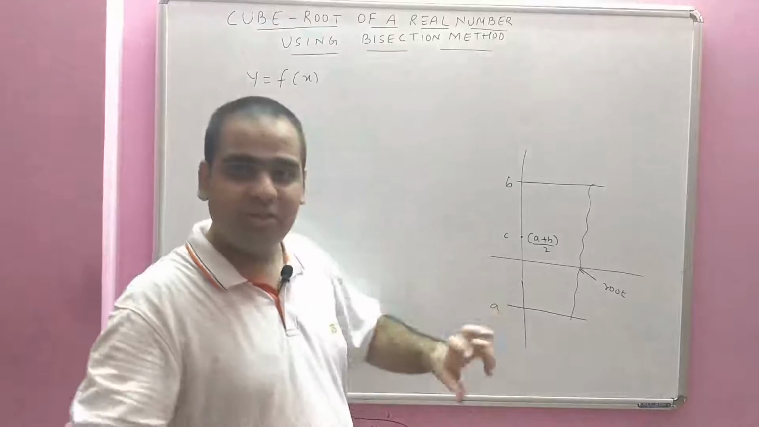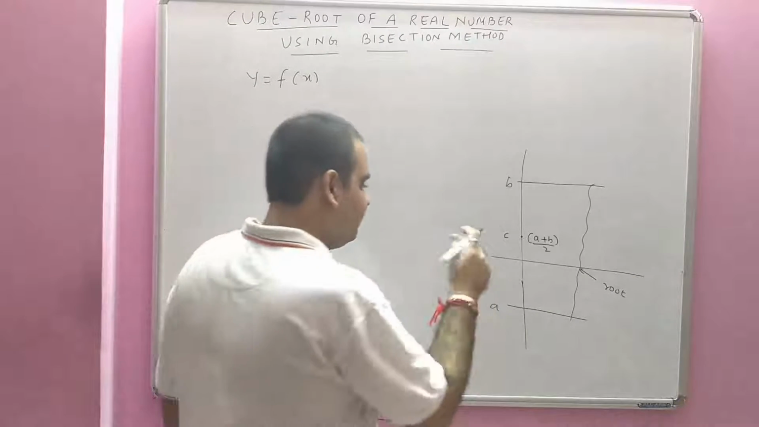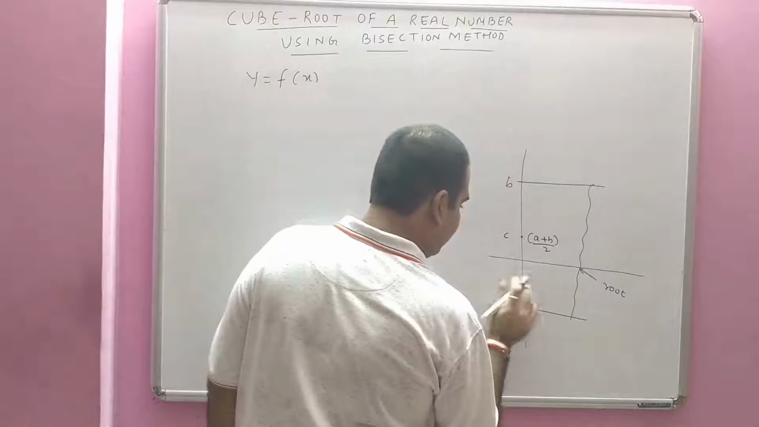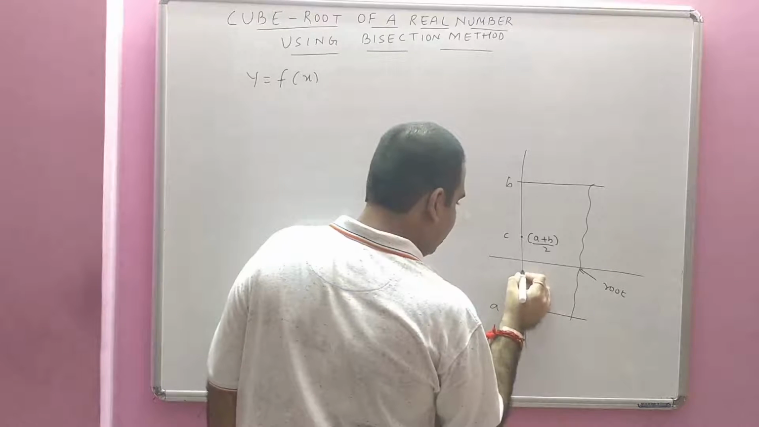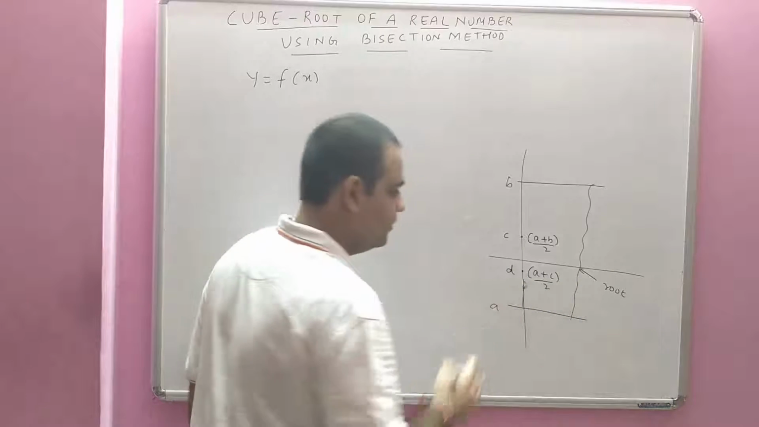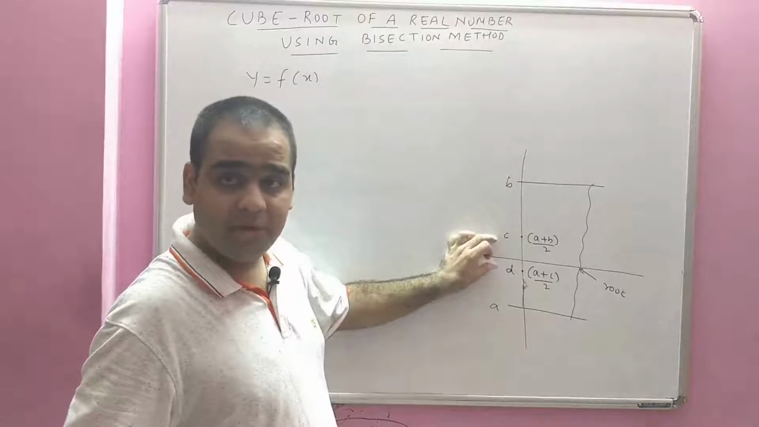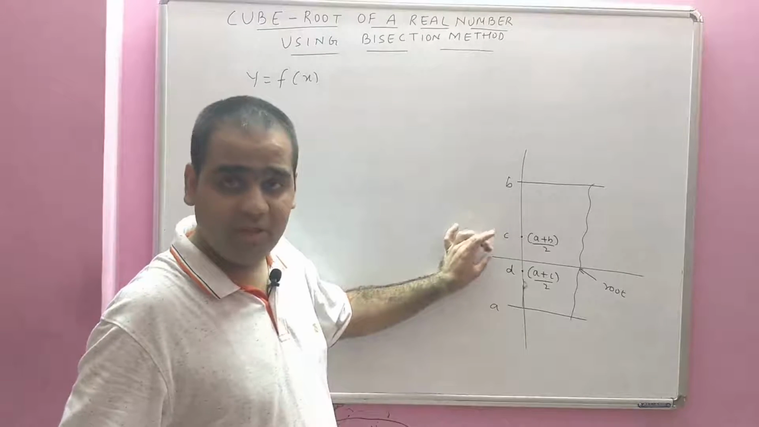Again we divide A and C and find the midpoint. And how do you find the midpoint? You say A plus C divided by 2. Let D be the midpoint, A plus C divided by 2. Now we know that C is positive and D is negative. That means the root should be somewhere between C and D.